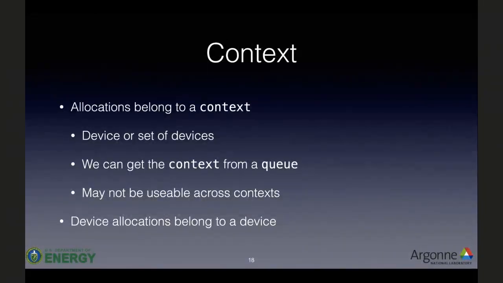This came up recently at Argonne. Allocations belong to what's called a context, which represents a device or set of devices, and a queue has a context associated with it. Allocations are not usable across contexts. This can matter because you may have multiple queues, and you would have to access your data based on where the allocation is, because the allocation functions take a queue or a context to allocate from. And if you have device allocations, they belong to a specific device.